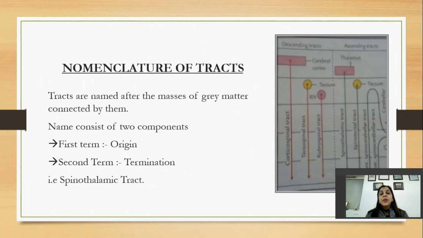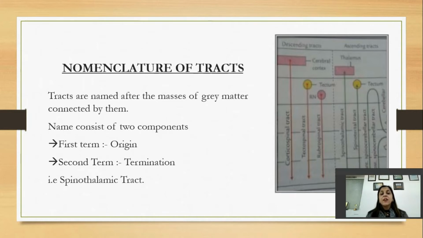So, how do we name the tracts? Some tracts are going from up to down and some from down to up. So, they are named according to the origin of the neurons, some arising from the spinal cord, which is the lower center of the central nervous system, and some neurons originating from the cerebral cortex, which are the ascending tracts, the higher center of the central nervous system. So, tracts are named after the masses of grey matter that are connected by them.